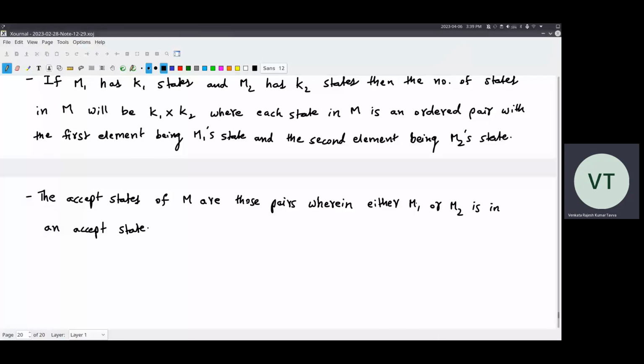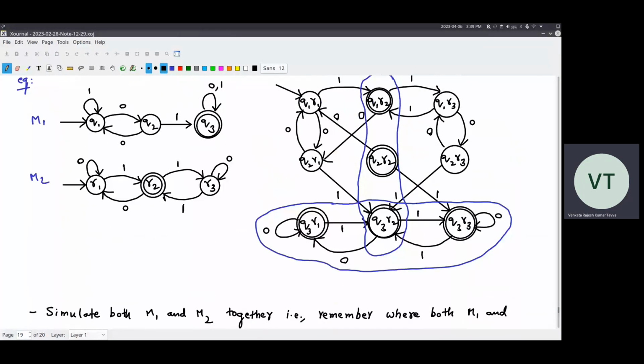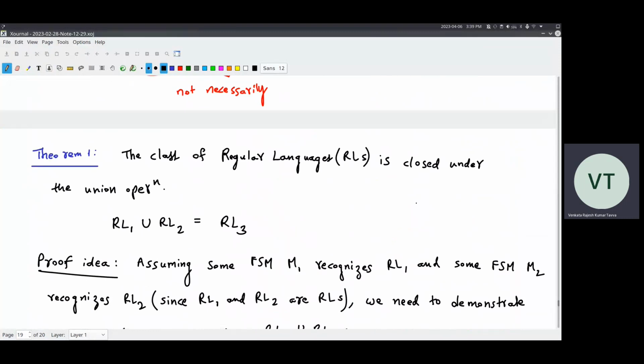Okay, good afternoon all. So in the last class, we looked at the first theorem, that is the class of regular languages is closed under union operation. So given two regular languages, the union of them also is a regular language. So to prove this, we took an indirect route.